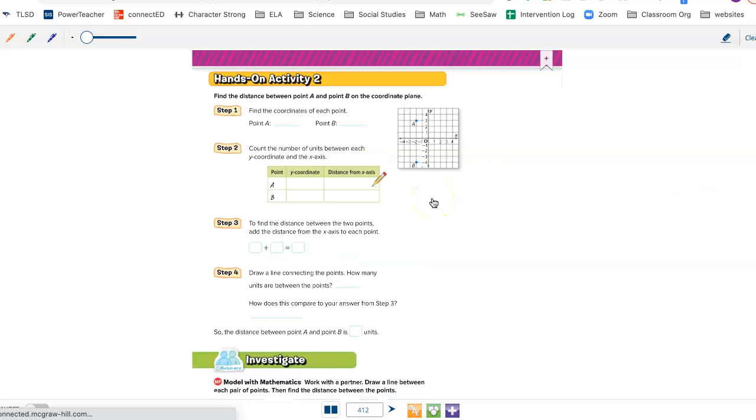All right, we are on page 412. So we need to find the distance between point A and B. So again, in that first example, they were in the same quadrant. In this example, we have them in corresponding quadrants right next to each other. So our x value is going to be the same, but this time the y value is going to be different. So point A is at -2, 3, and point B is also at -2, but it's down at -4.